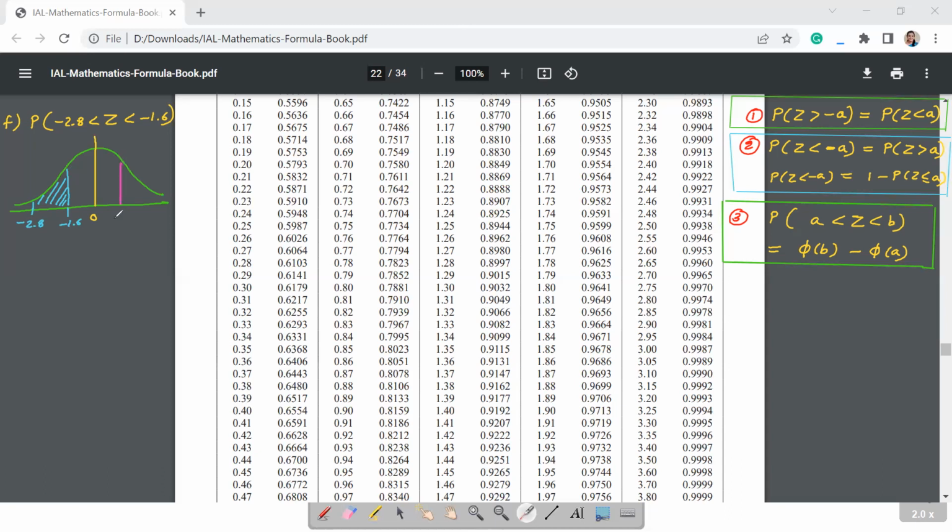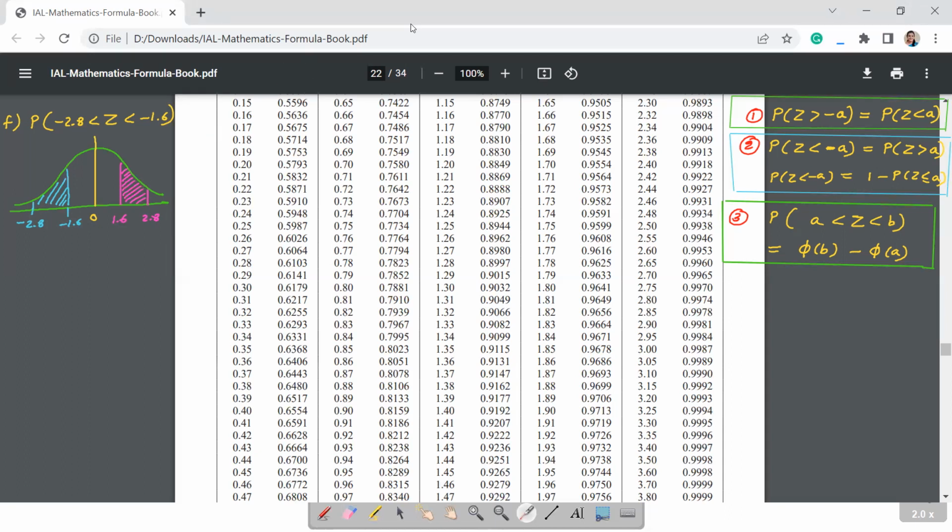I can mark the same values, plus 1.6 and plus 2.8, and get the area in between. I think you can see that the blue area and the pink area must be equal. It has to be equal because the graph is symmetric, right, guys? Since I have marked the same values, positive and negative, the area between minus 2.8 and minus 1.6 must be the same as the area between plus 1.6 and plus 2.8.